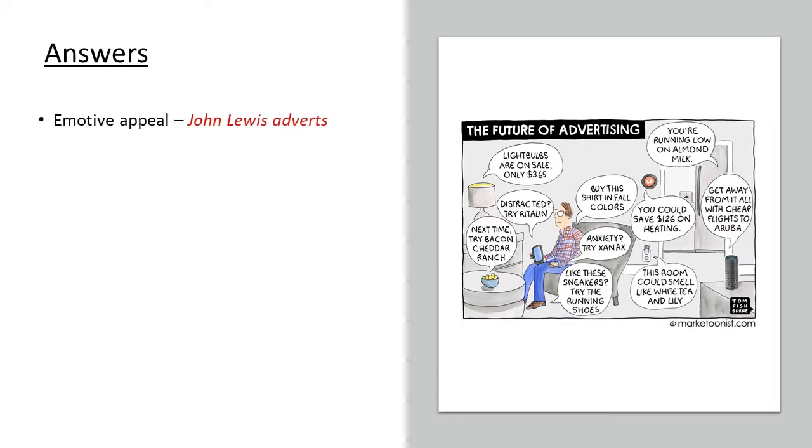So we talked about emotive appeal, appealing to the emotions of the audience, something that the John Lewis adverts do really well. We talked about personal pronouns, so your M&S, because you're worth it. Talking directly to the audience engages them and makes them feel included within the advert.